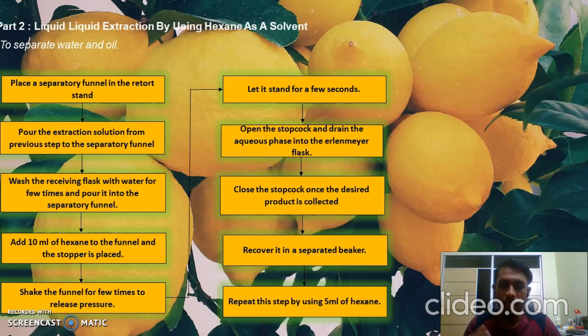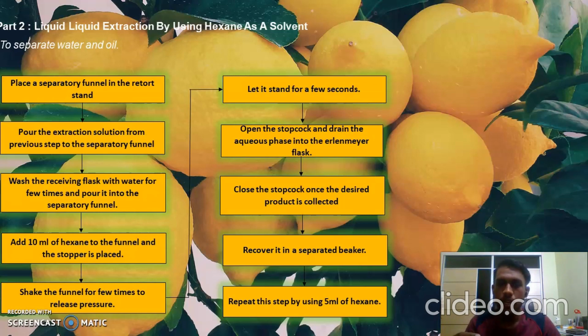So next, shake the funnel a few times to release the pressure, and then let it stand for a few seconds. Open the stopcock and drain the aqueous phase into the Erlenmeyer flask. Close the stopcock. Once the desired product is collected, recover it in a separate beaker. Repeat this step using 5 ml of hexane.